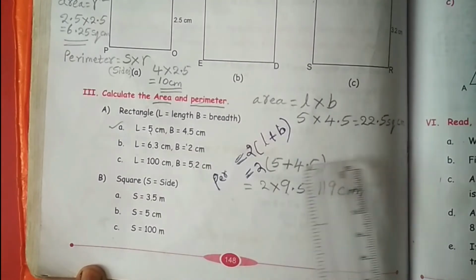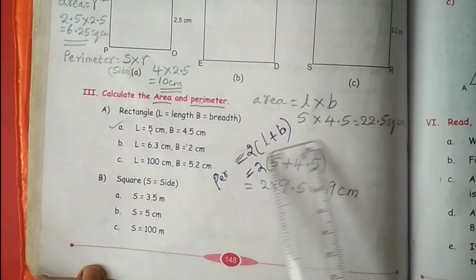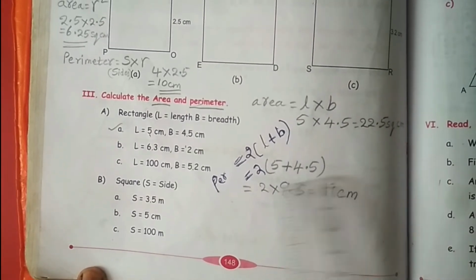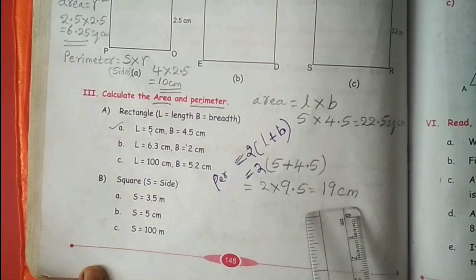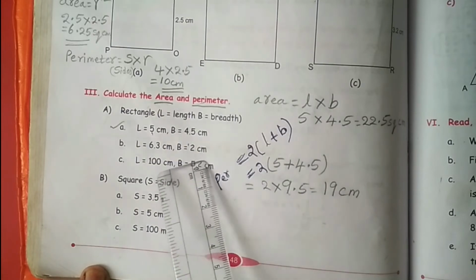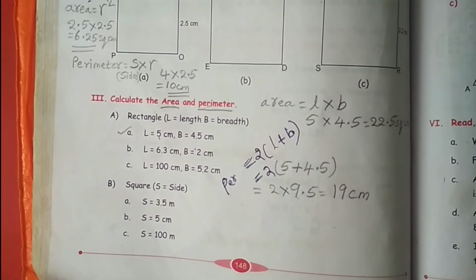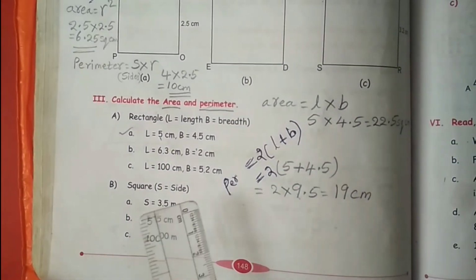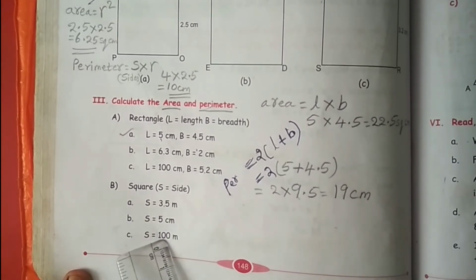What's the formula for perimeter? Perimeter is equal to 2 into length plus breadth. So, 2 into 5 plus 4.5. 2 into 9.5 is 19 centimeters is the answer. So, you do the B and C perimeter also. Okay. Now, move to the next bit. That is B. We have to find out for the square.